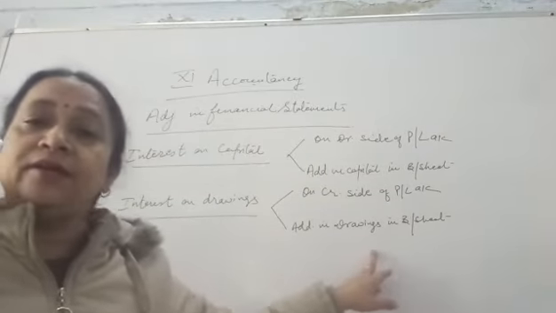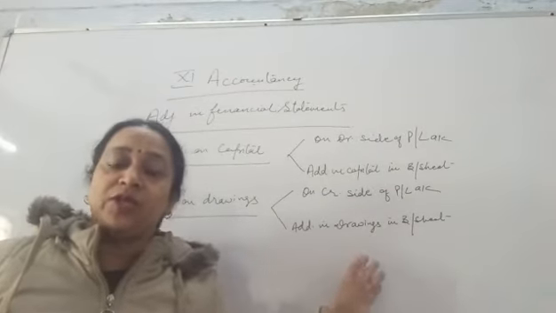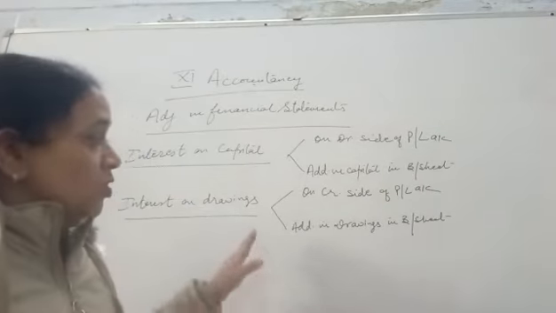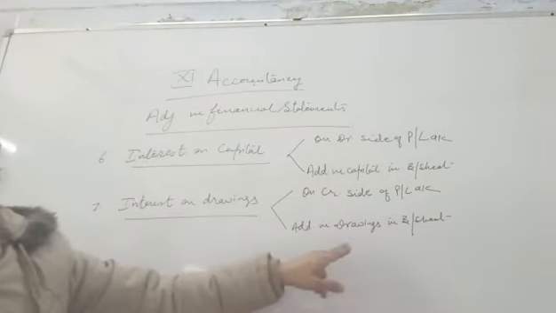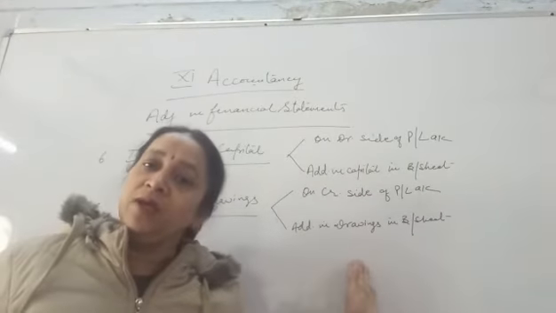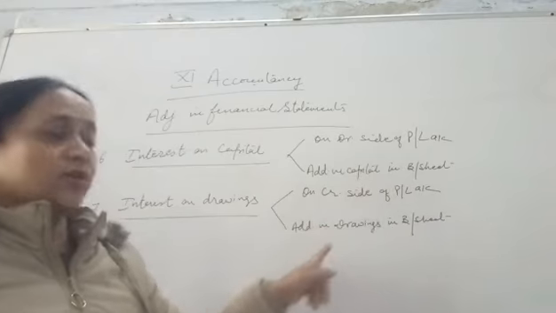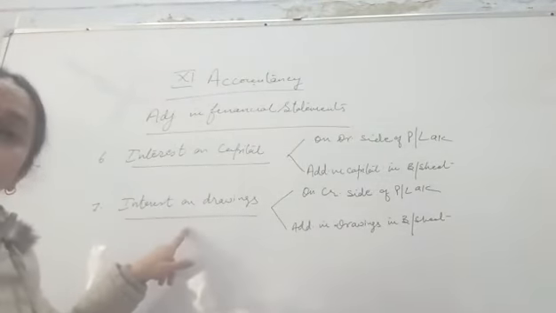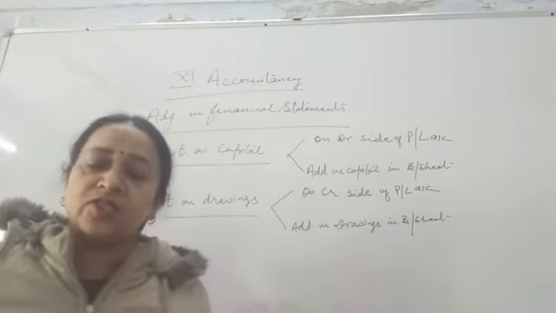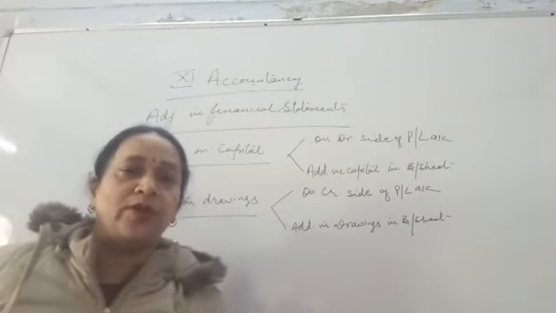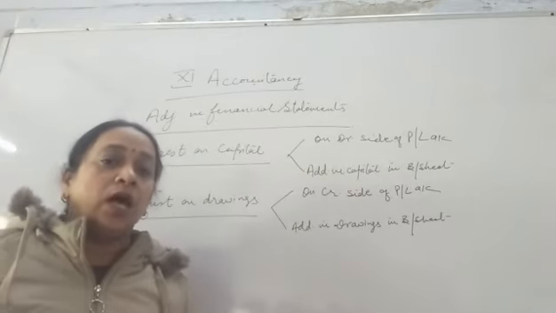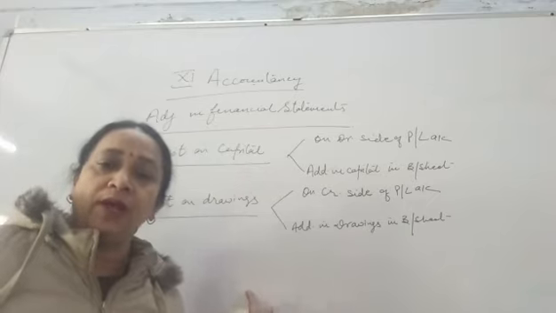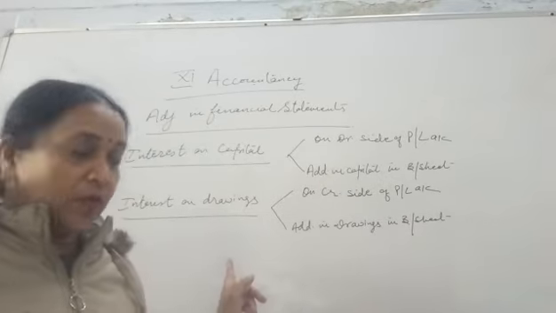When we add interest in drawings in the balance sheet, and you know drawings are finally to be subtracted from the capital, automatically this interest will also be subtracted from the capital. Clear? So these are two adjustments, interest on capital and interest on drawings. Already we have discussed the outstanding expenses, prepaid expenses, depreciation, unearned income and accrued income.